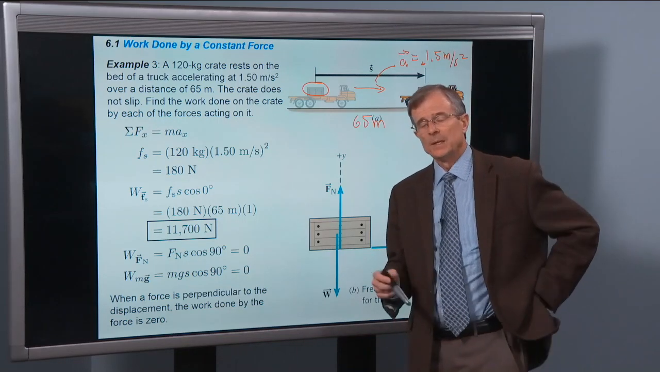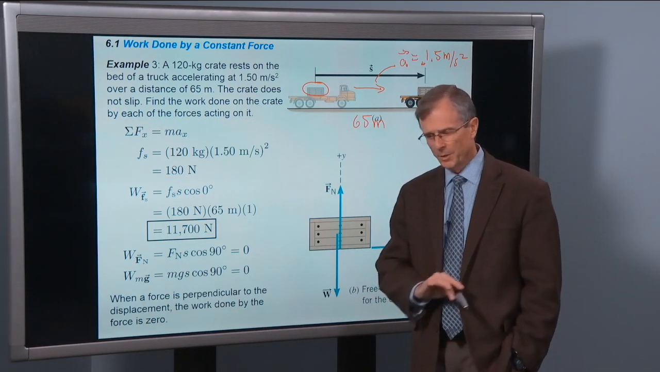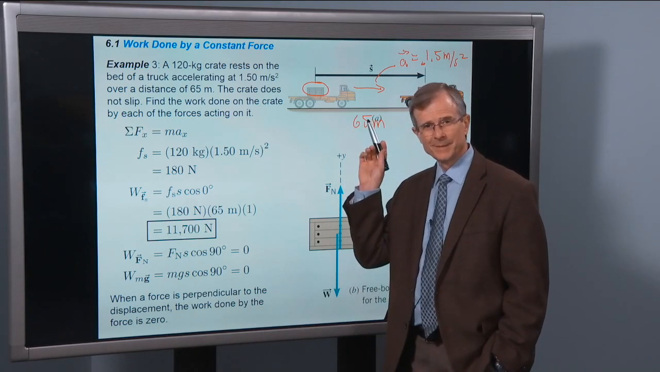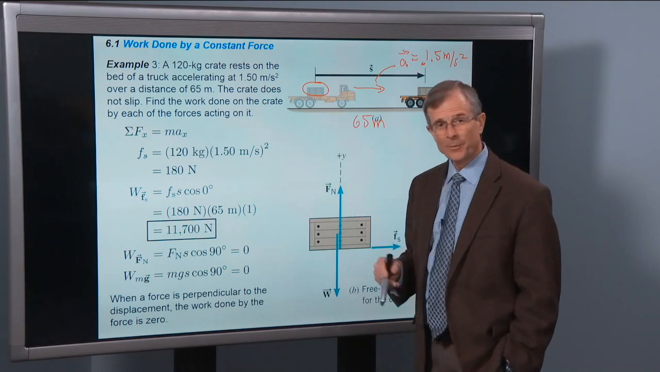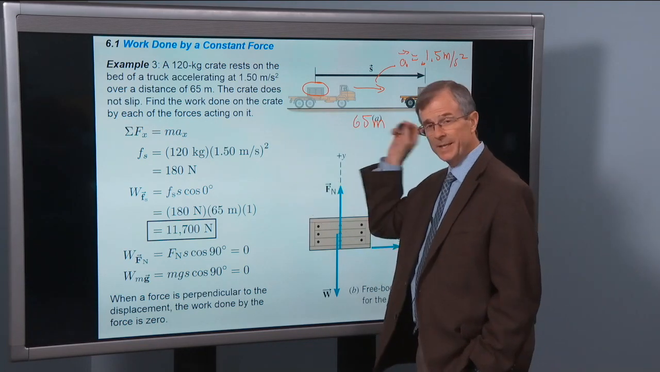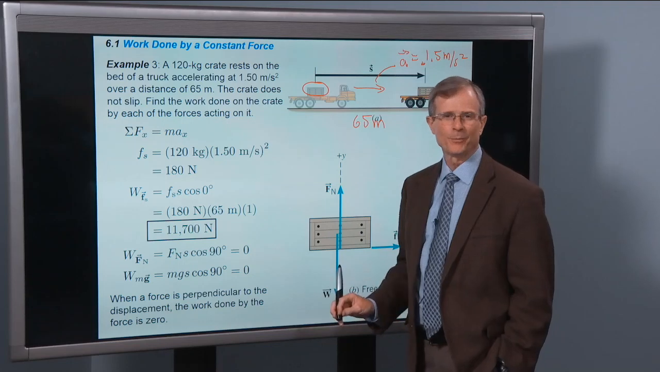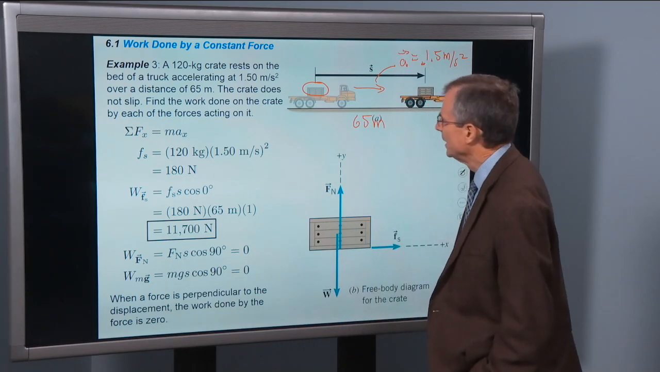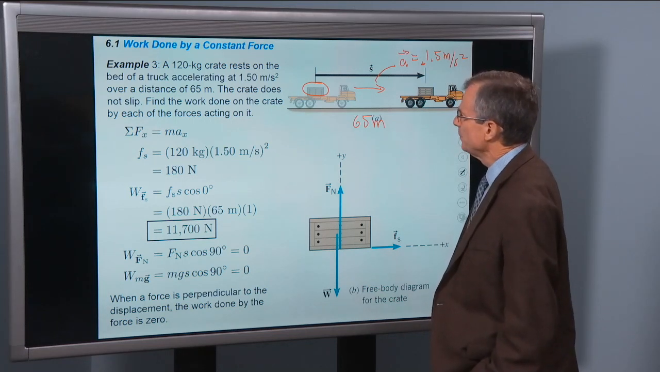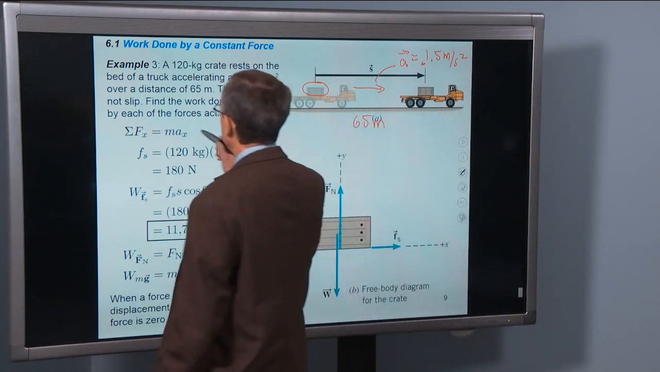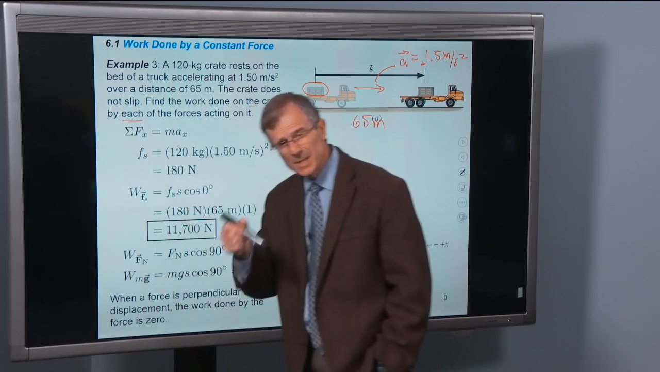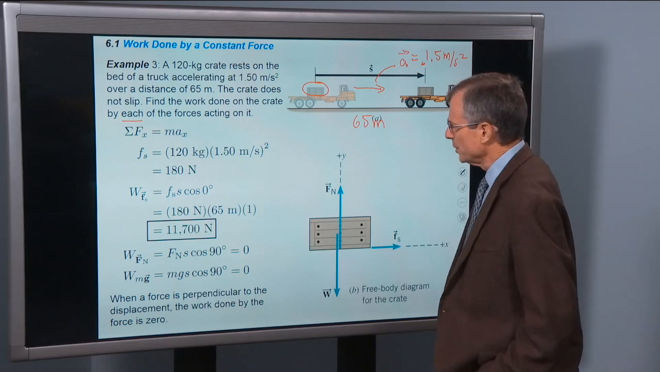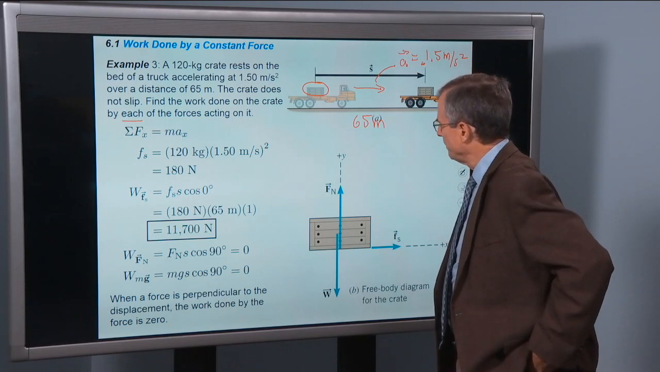It's static friction that causes it to accelerate. How so? If there were no friction, if it were on a frictionless surface, then when you accelerated that truck, the crate would just stay right where it is. The truck would slide out from under the crate, and the crate would fall straight down. So it's the friction that causes it to accelerate. So we're supposed to find the work done on the crate by each of the forces separately acting on the crate. But first, we need to balance out the forces.